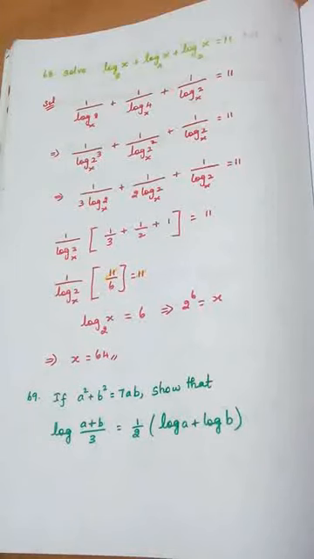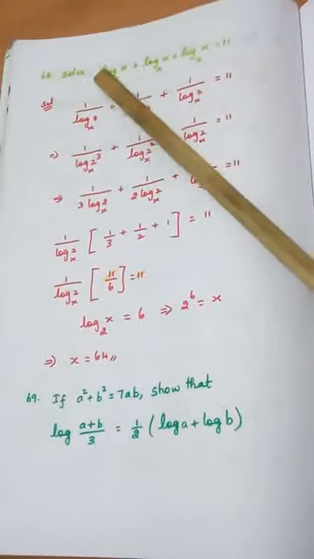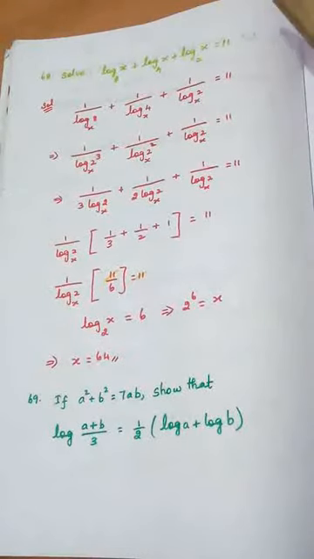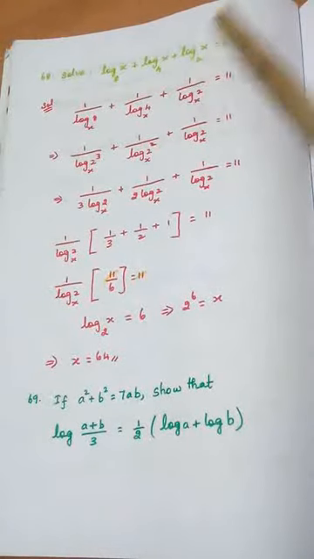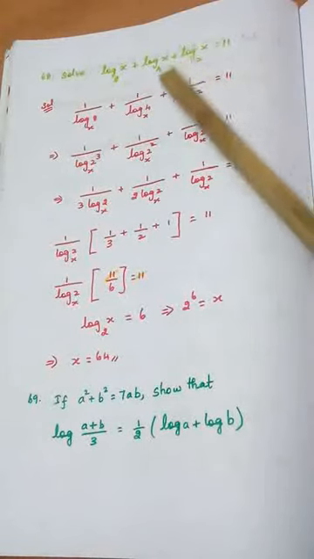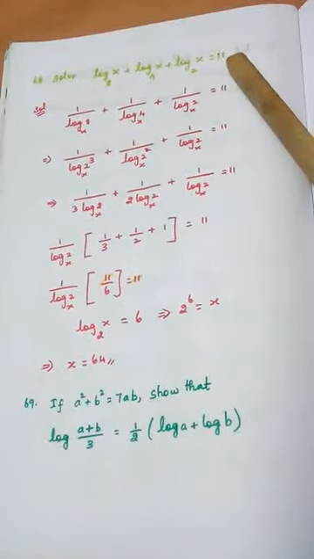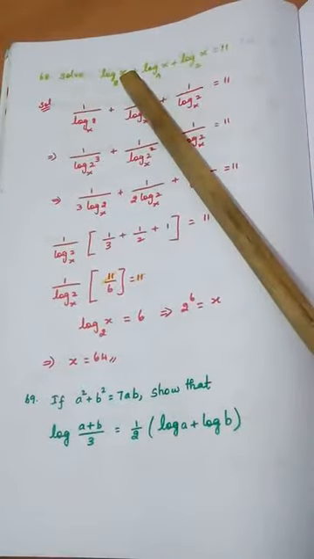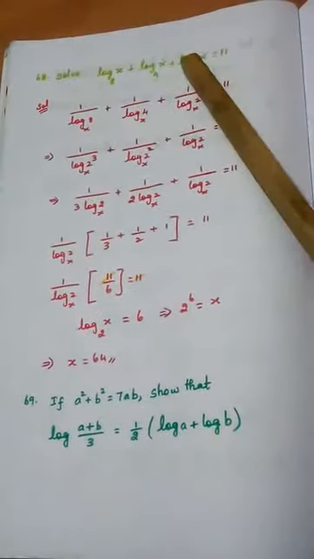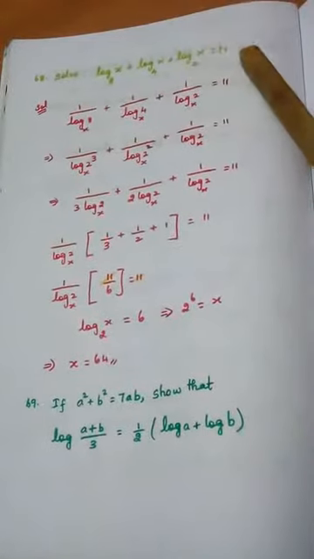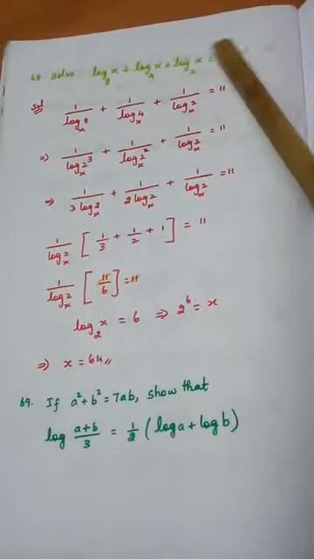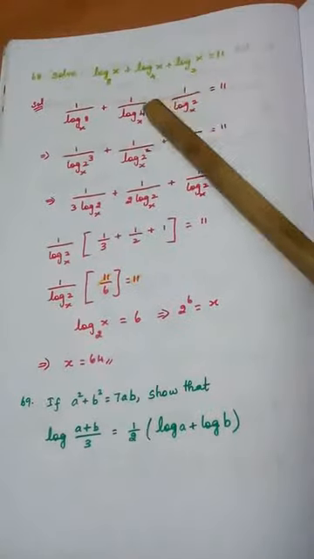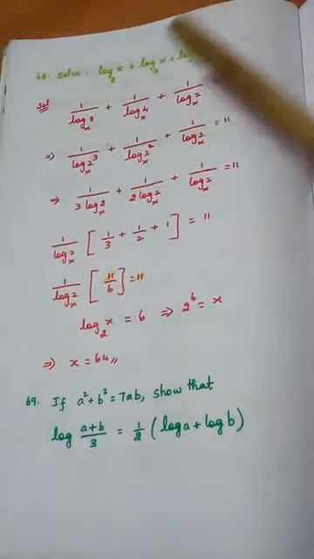Problem number 68. Solve. Some 3 terms are given and they are asking us to prove that is equal to, not they are asking to prove. Solve means find the value of x. So 3 logarithmic terms are given, and if I add all these 3, the answer is 11 they have given. So using this result, try to find the value of x. That is the question. So I am going to explain it quickly, just listen.